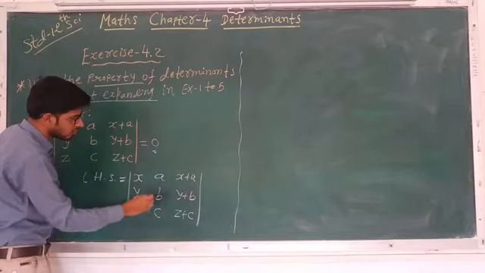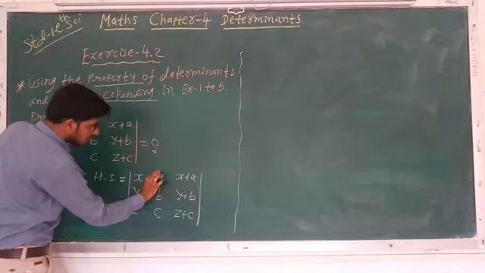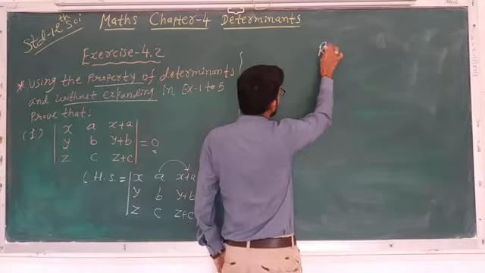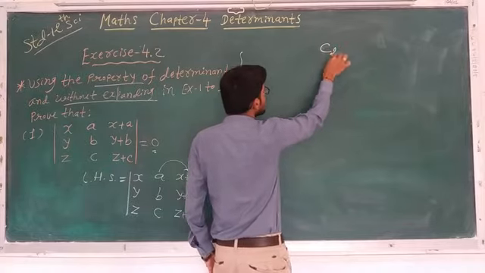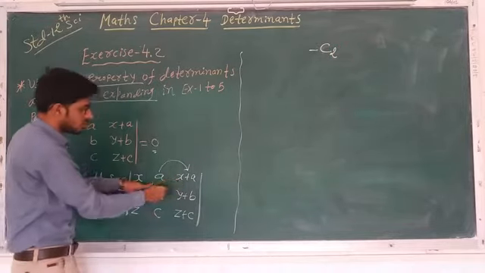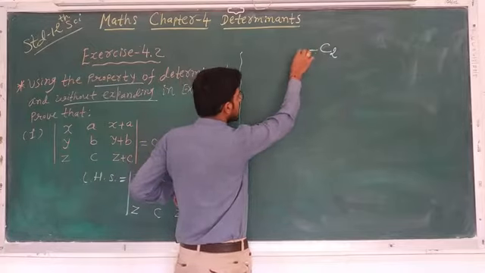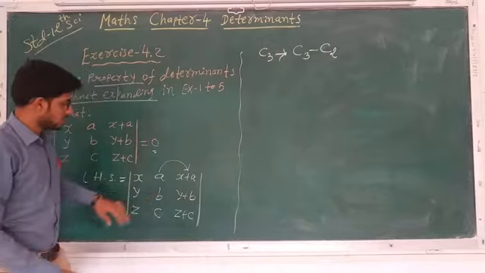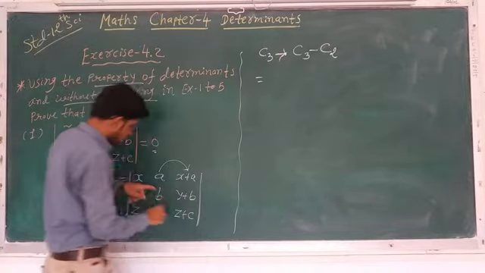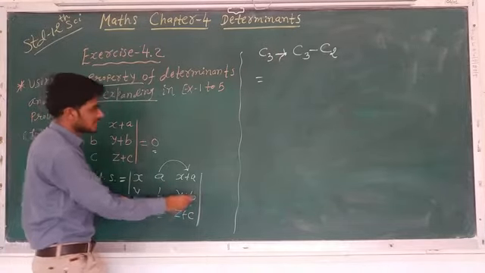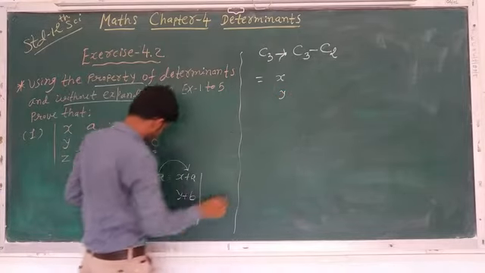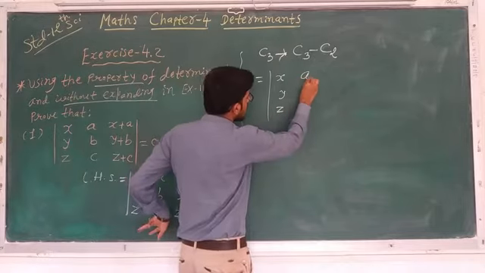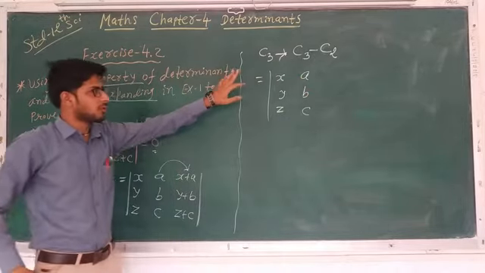So first of all we have to add the second column to the third column. Okay, so we have to take column C2, multiply by minus 1, and add it to the third column C3. So the answer is equal to, the first column and second column are x, y, z and a, b, c. Now we have to apply this property, C3 minus C2.